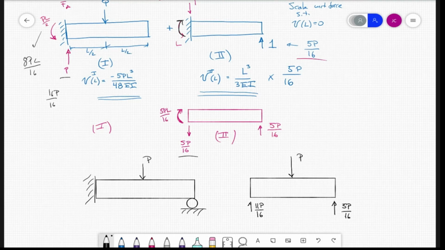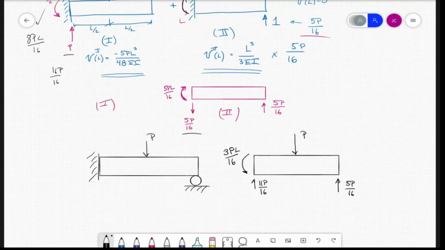So we're going to subtract the 3. That means the net moment here is 3PL over 16, correct? So now we know the support forces. Okay, there they are. Let's say you wanted to get the deflection. Let's say we want to get the elastic curve.